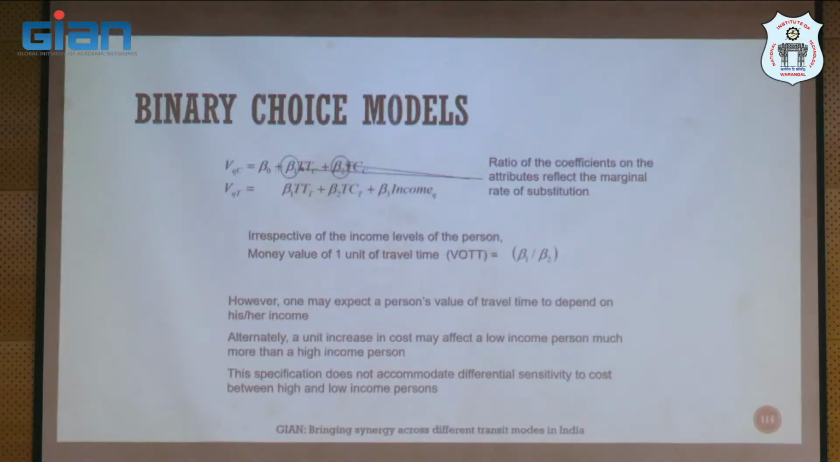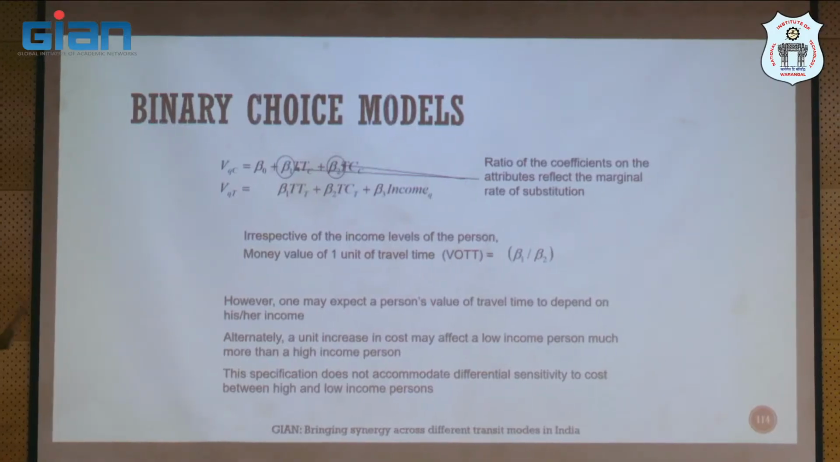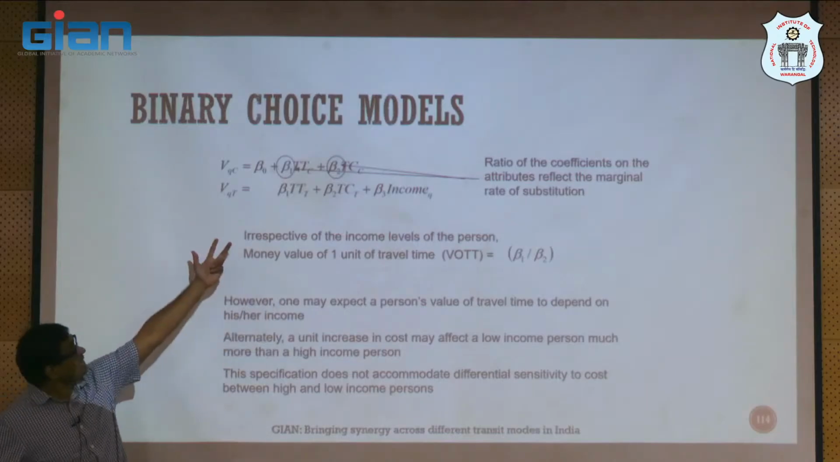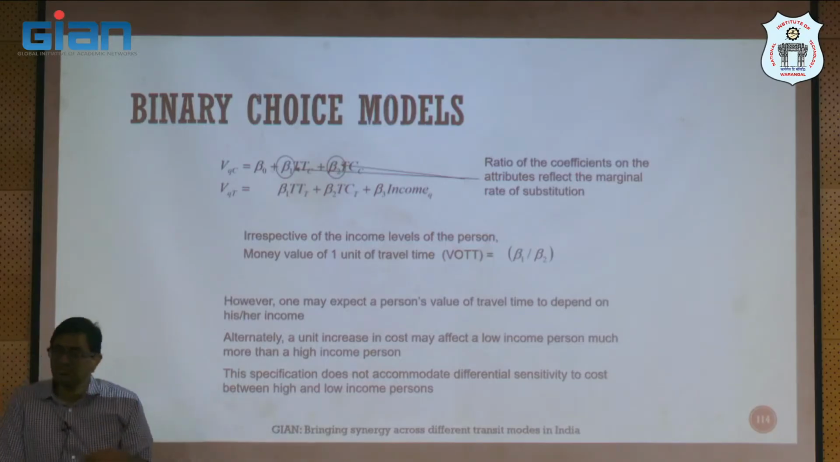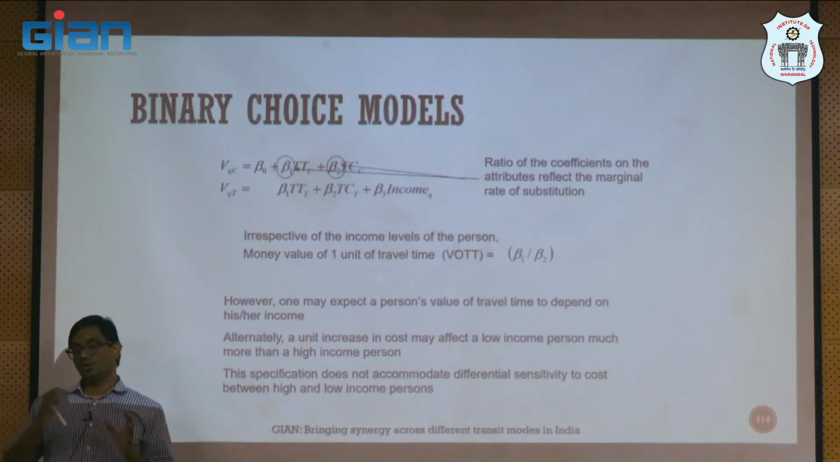We talked about money value of time. We said VOT is beta 1 over beta 2, but there is an implicit issue. We are assuming that money value of time remains the same for everyone, right? When we do beta 1 over beta 2, it's purely a function of travel time and travel cost. It is not sensitive to income. Money value of time for a low income individual versus a high income individual should be different. We are not capturing the effect of income.